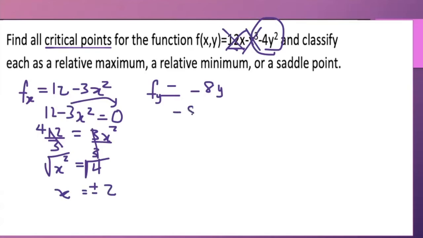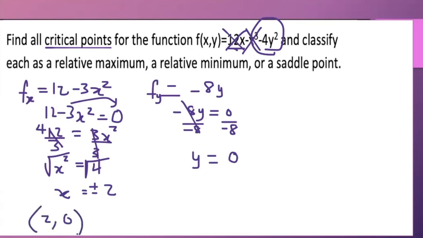Here I have minus 8y equals 0. And solving, I divide both sides by minus 8. This cancels, so y is equal to 0 divided by a number. It doesn't matter if it's positive or negative, it is 0. So what this is saying is that for x is positive 2, y is 0. And for x is minus 2, y is 0. So we have two critical points. And now we're going to test, are they maximum, minimum, or saddle point? That's the next step.